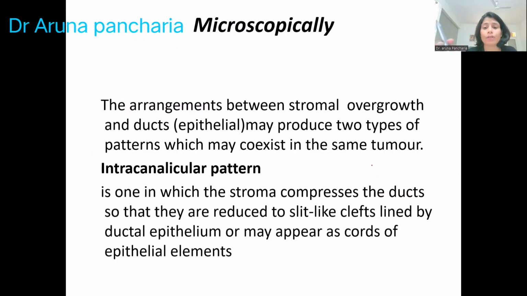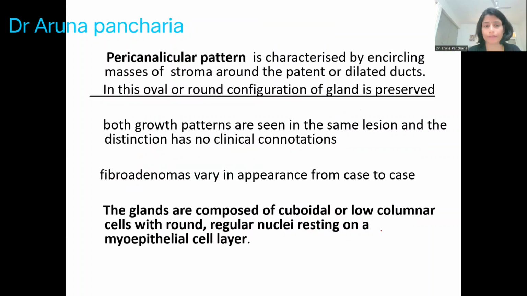Microscopically, because it is a biphasic tumor, there is expansion of both the stromal and the epithelial components. So what kind of arrangement are they taking? The arrangement between the stromal overgrowth and the duct may produce two types of patterns of fibroadenoma, the intracanalicular and the pericanalicular. In the intracanalicular pattern, the stroma compresses the duct and the gland or duct becomes reduced to a slit-like or cleft-like space, and they appear as a cord-like element.